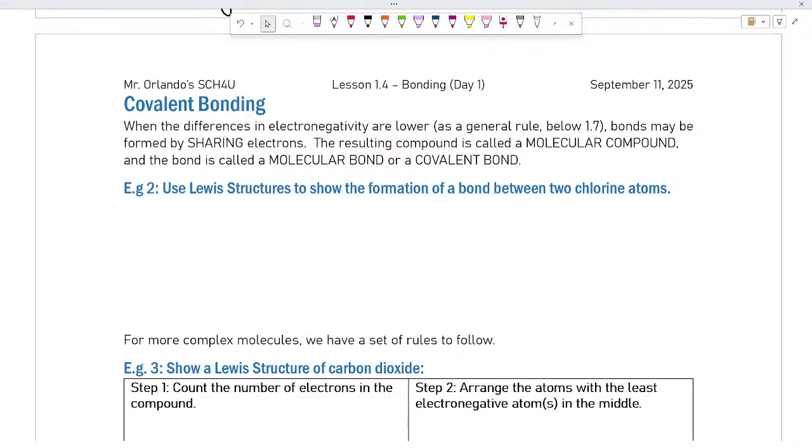The nonmetals on the right. Because to share your way to a full shell, you've got to already be at least halfway there, right? Because it's a share of 1 to 1. So if I need 8 electrons and I only have 2 to share, the best I can get to is 4. That's not a full shell. So the poor don't get to share.